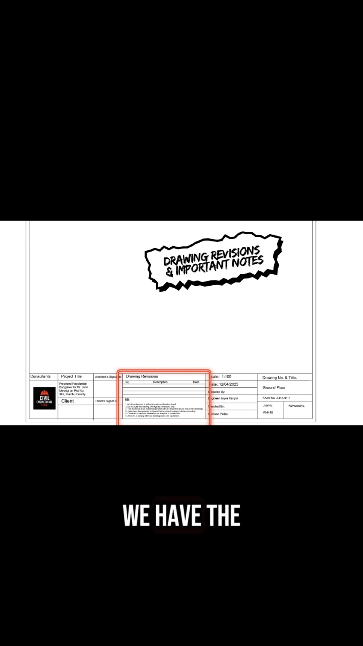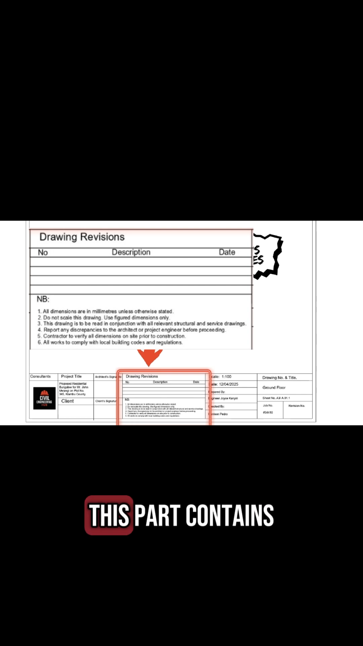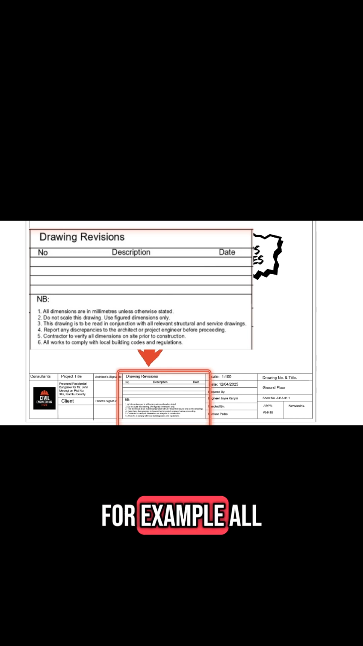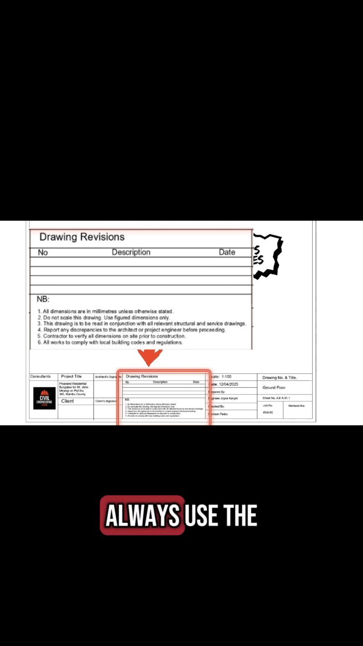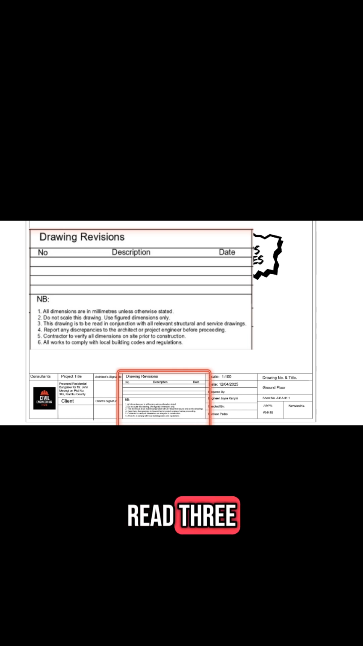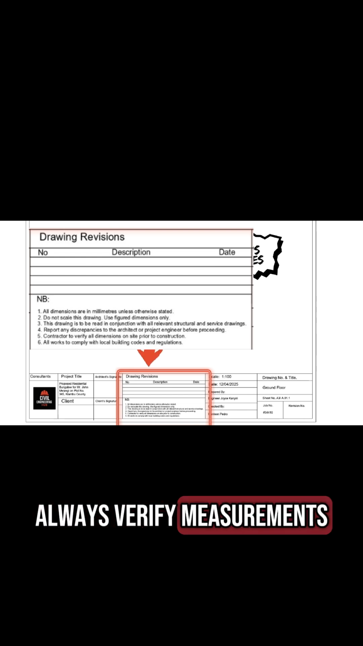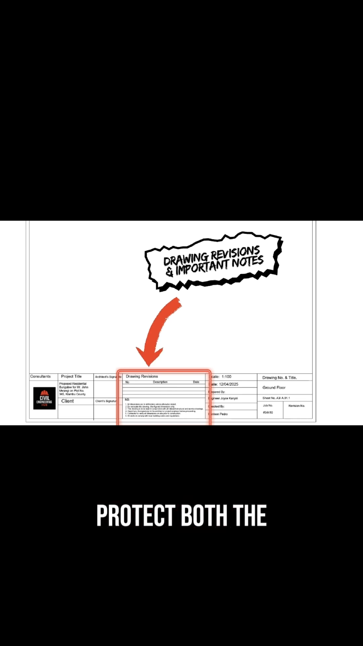Just below it, we have the NB section, or where the important notes are noted. This part contains critical instructions that should never be ignored. For example, all dimensions are in millimeters. Don't scale directly from the drawing. Always use the given figures. Read this drawing together with all other consultants' drawings. As a contractor, always verify measurements on sites. And many more. So these notes are there to protect both the designer and the contractor. They are not just formalities, they are important.